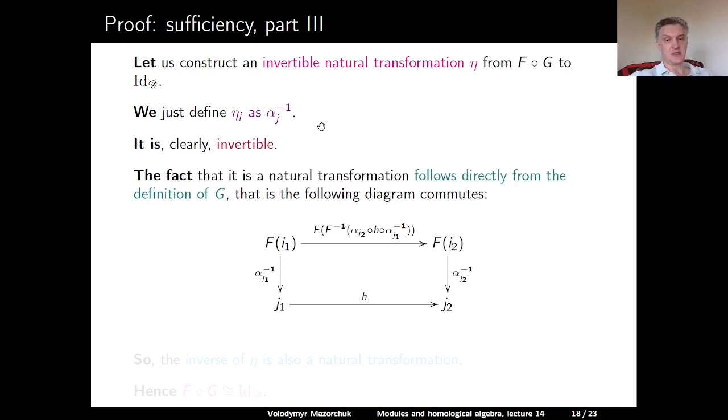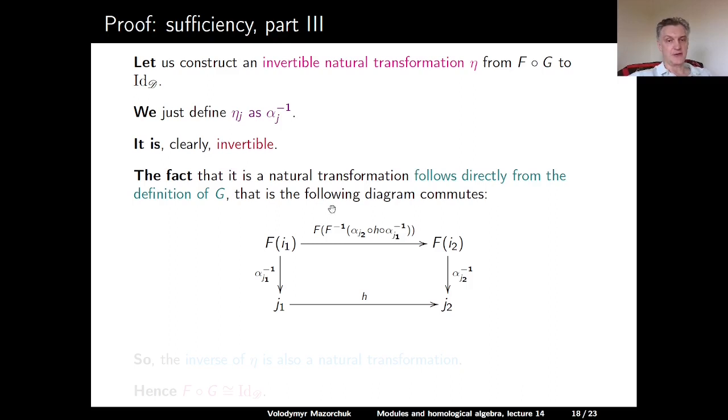And to prove that this is a natural transformation, we need to check a certain diagram, which is an axiom for the natural transformation, and this diagram looks in our case as follows. So we have J1, J2, and H between them. This is the identity functor. So we apply F after G, so we have F of I1, F of I2. Then our natural transformation is given by alpha J1 inverse here and alpha J2 inverse here. And the functor G is given by F inverse applied to alpha J2 after H after alpha J1 inverse.